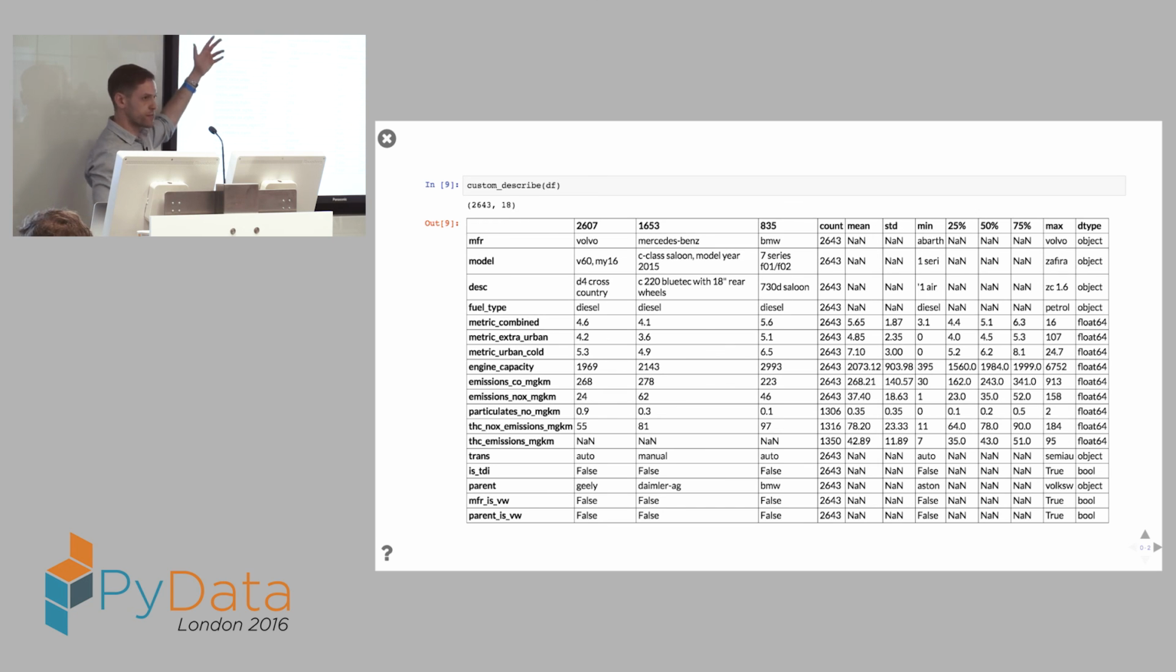The manufacturer, the brand, the model, basically a loose description of it, the fuel that it takes, some measurements of its fuel performance, some categoricals on the transmission and whether it's a turbo diesel and the parent ownership company. There's also a couple of things on the emissions measurements.